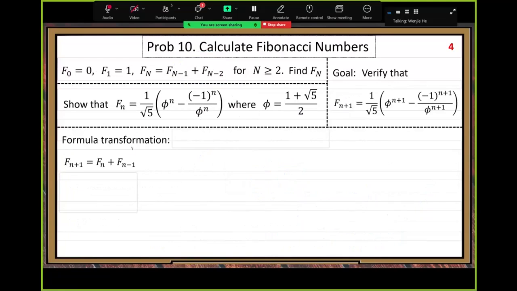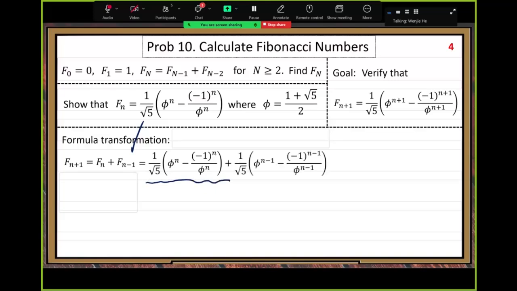This recurrence relation is given. It must be true. It's given. So we can use this formula. Then, now, the first question: can we write Fn in this expression? Second question, can we write F sub n minus 1 in this second expression? First, we need to make sure it's correct. We can use these two expressions. The answer is yes.